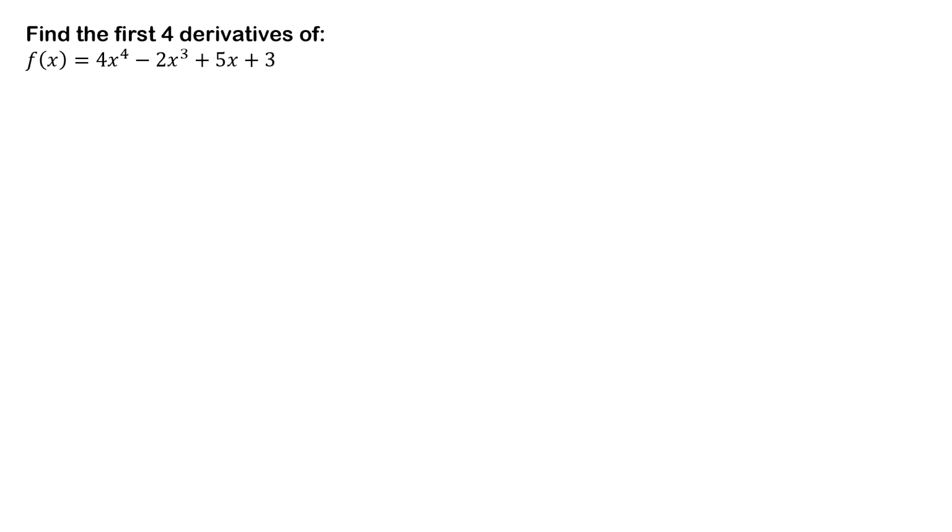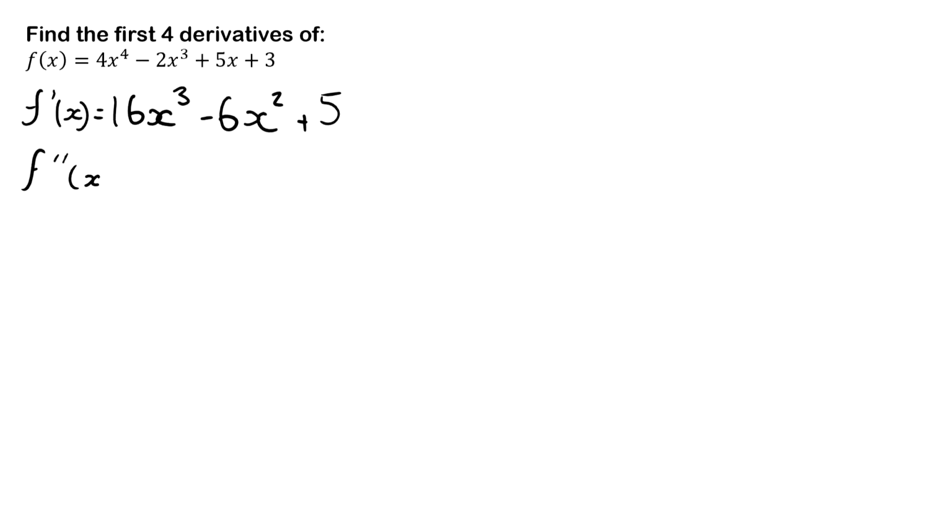Here we have: find the first four derivatives of the following. If we find the first derivative, the 4 comes out the front, so 4 times 4 is 16x to the power of 3. Minus 3 comes out the front, so 2 times 3 is 6x squared. Because it's only an x by itself, that becomes 5. And because there's no x with the 3, it disappears. If we do it again, we'll find our second derivative. The 3 comes out the front. We get 48x squared minus 12x, and then the 5 disappears.